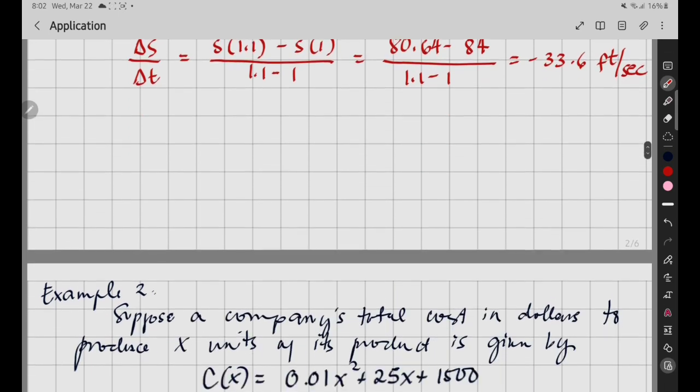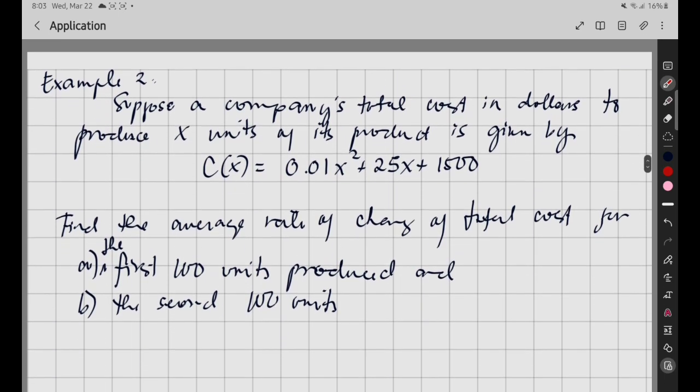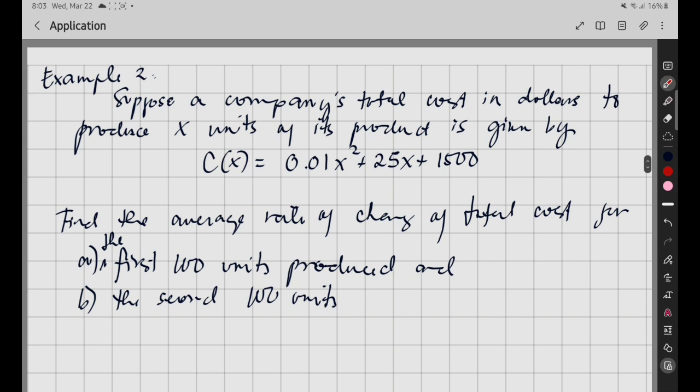Alright, now let's move on to our second example. Okay, so this time we have cost. Suppose a company's total cost in dollars to produce x units of its product is given by this function. Okay, find the average rate of change of total cost for A, the first 100 units produced, and B, the second 100 units.